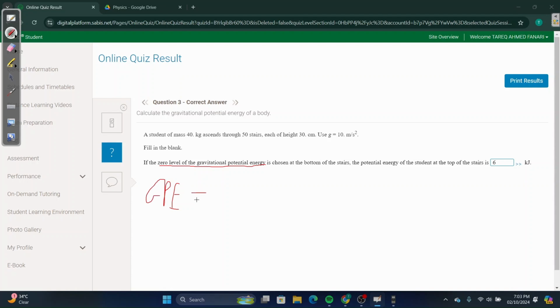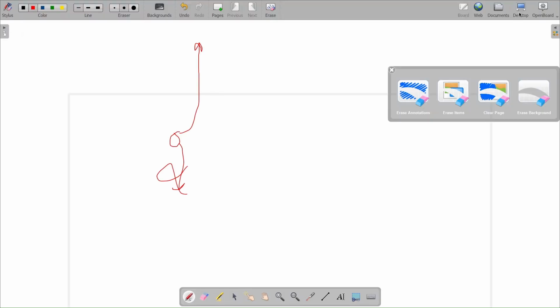GPE equals mgh. Now, the GPE, you can put it as PE, it doesn't matter, because in the end, he's going up. So the potential energy, this is just the general relation, so it doesn't really matter. I'll erase the G. Potential energy is equal to mgh.